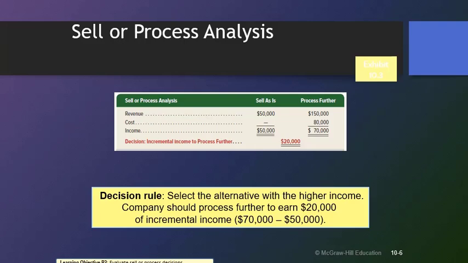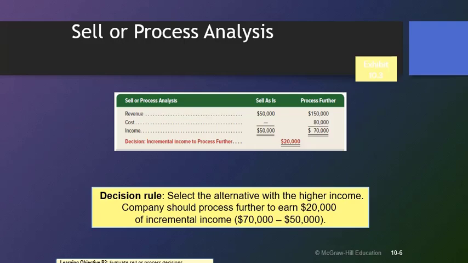So if we sell the product as is, we're going to get $50,000 in revenue and no additional cost because we're not processing it further. The other option is to process it further. If we process it further, then instead of selling it for $50,000, we can sell for $150,000, but we're going to incur an extra $80,000 in cost.